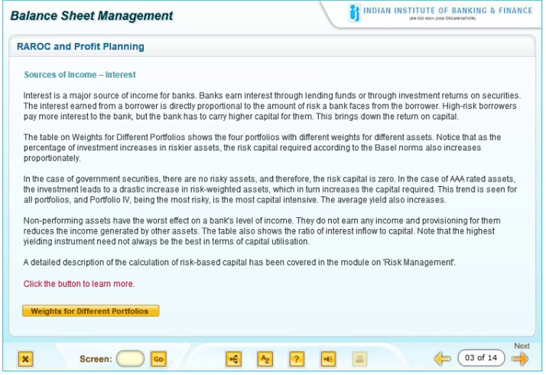Interest is a major source of income for banks. Banks earn interest through lending funds or through investment returns on securities. The interest earned from a borrower is directly proportional to the amount of risk a bank faces from the borrower. High-risk borrowers pay more interest to the bank, but the bank has to carry higher capital for them. This brings down the return on capital.